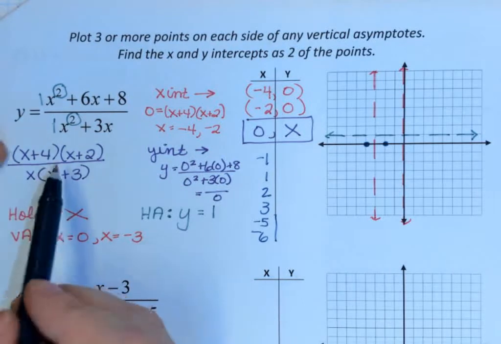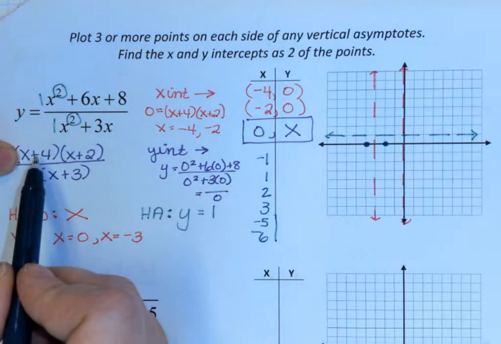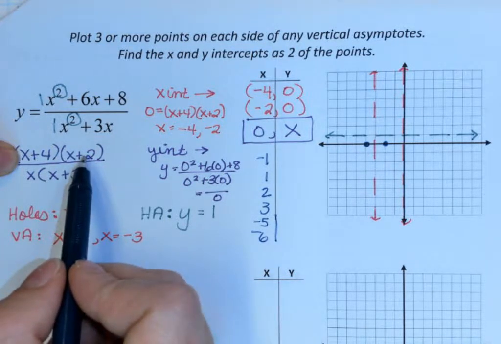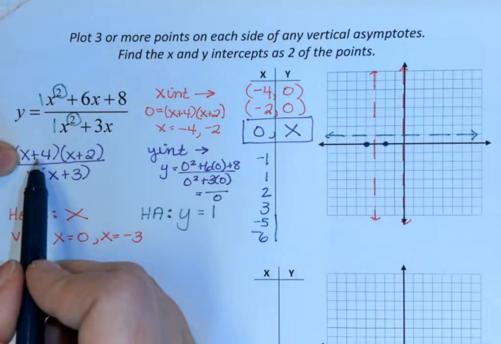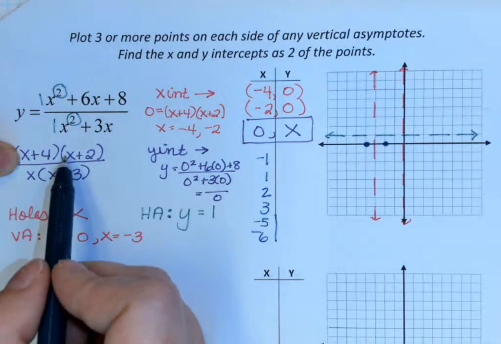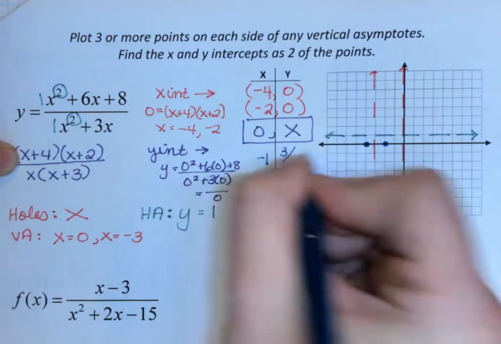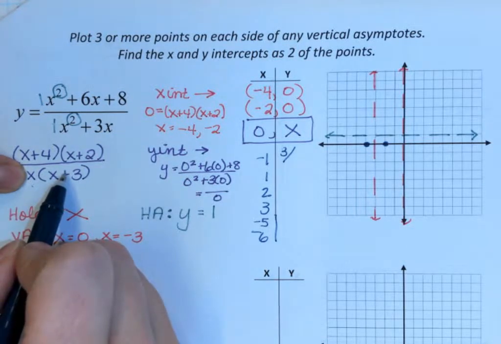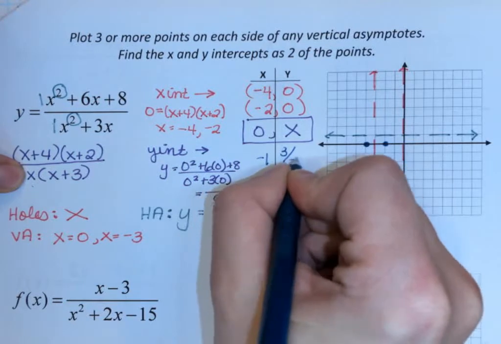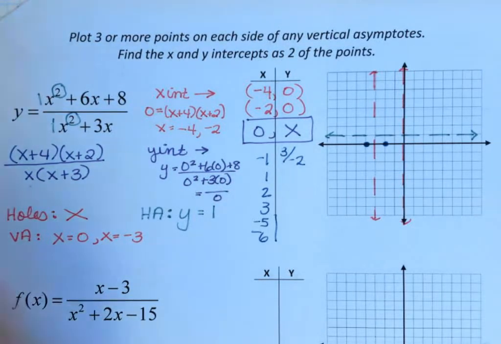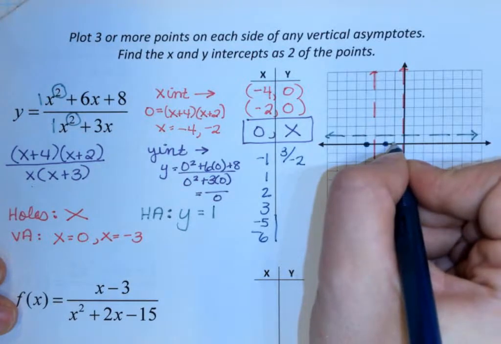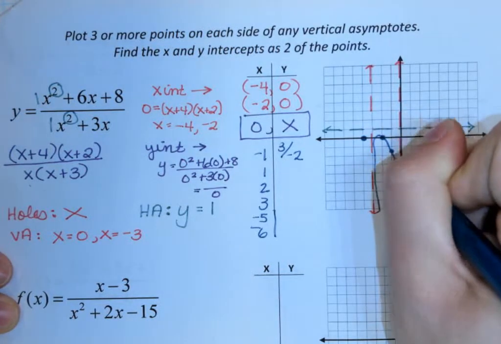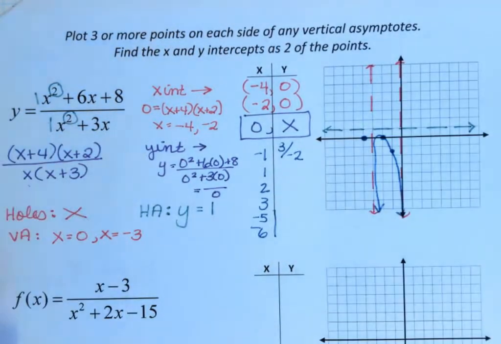When I plug -1 in, like for example, if I plug it in here, what's -1 plus 4? 3. Negative 1 plus 2? 1. So 3 times 1 is 3. When I plug negative 1 in here, so that's going to be negative 1. Negative 1 plus 3? 2. So that's going to be negative 2. All I'm doing is plugging the numbers in and seeing what I get. So at negative 1, I'm at negative 3 halves. So I'm right here. Those are the only points I'm going to have inside this guy. So I'm going to draw that.